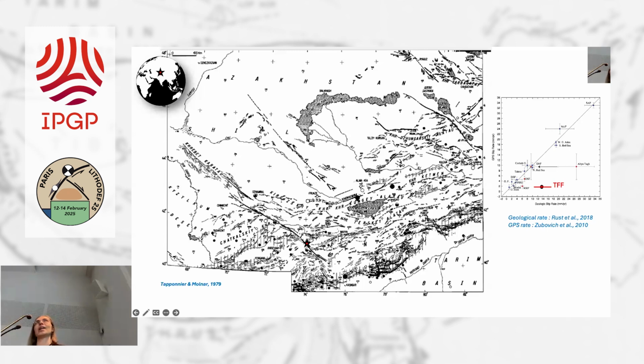Now I'm moving to the Tian Shan, and I put Paul's map. I will not put my map because I think he already mapped everything. So I will speak about the Talas-Fergana fault. It's this huge strike-slip fault here. When I started to work along the Talas-Fergana fault, there was a big debate on the slip rate. Some papers were offering 11 to 16 millimeters per year for the slip rate, when the GPS shows 2 millimeters per year. So it's a big difference.